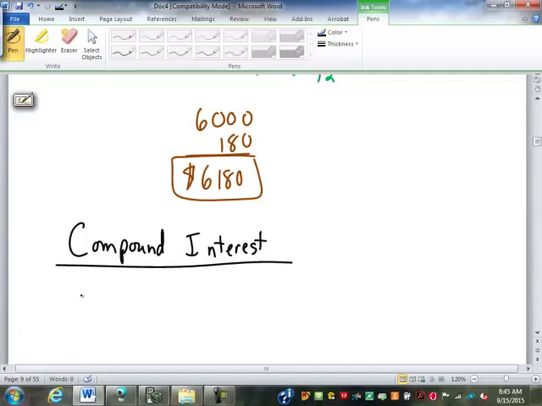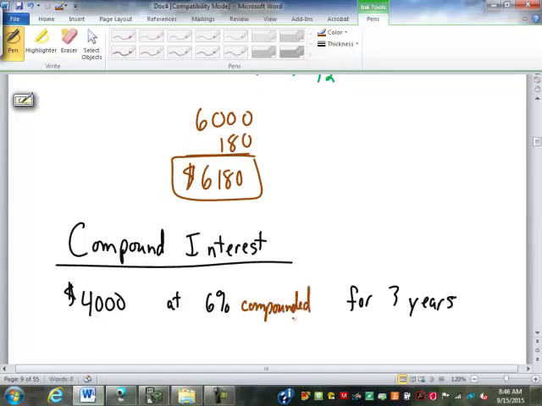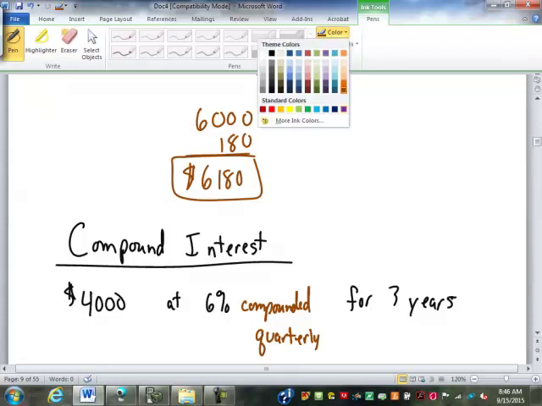So let's look back at that first example. We had $4,000 at 6% for 3 years. Notice I left a blank spot there because I'm going to add in one term here: compounded quarterly. Quarterly means how many times a year? 4. 4 times a year, or every 1/4 of a year.